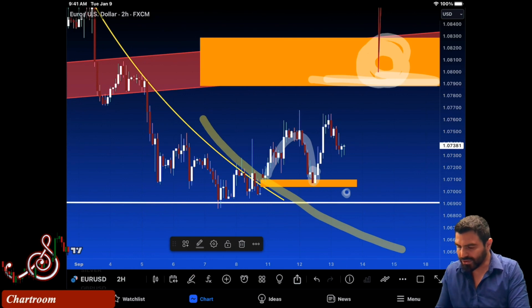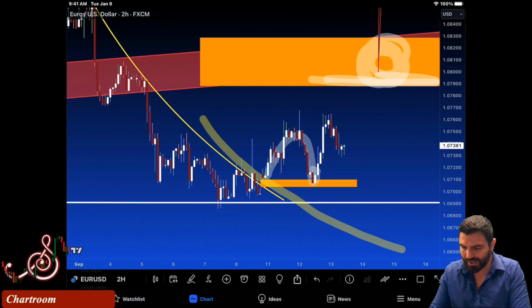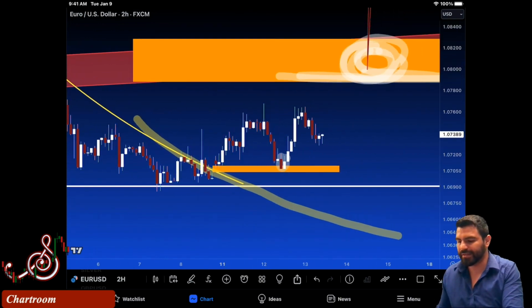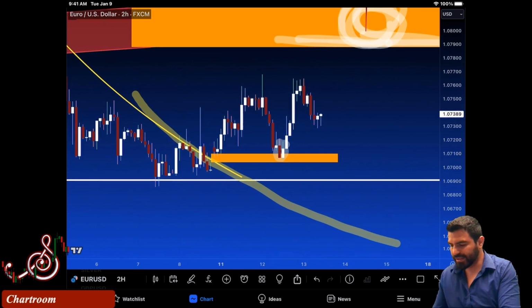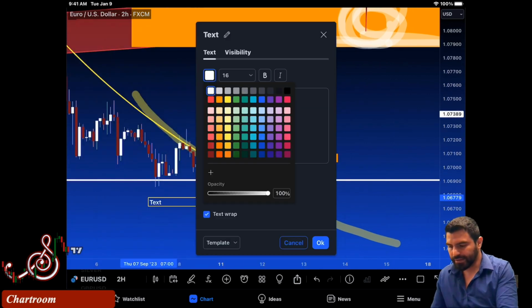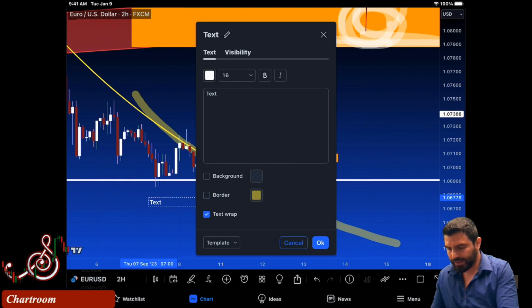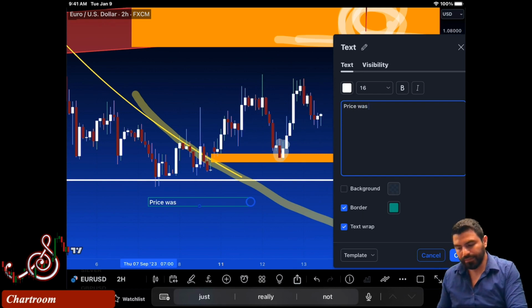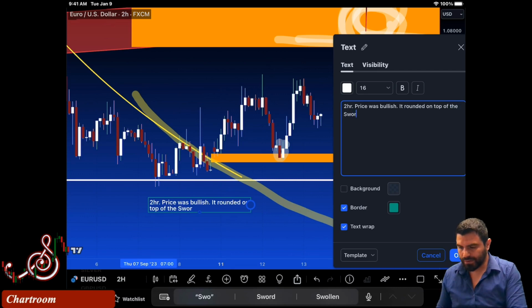Because again, I want to show you guys how to day trade, how to bring it all together. We're using only lessons 1 through 6. There's one more that I'll teach you, but let's draw this. Text. Let's do the teal color, the border teal. Okay. Price was bullish. It rounded. Oh, by the way, the 2 hour. Price was bullish. It rounded on top of the sword cut. Exactly. That is bullish.